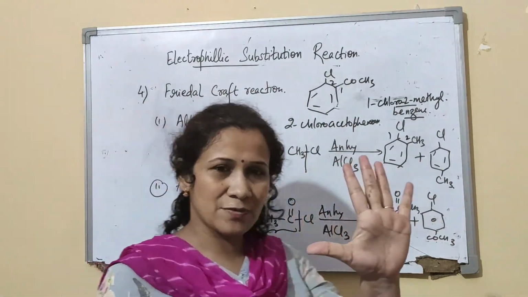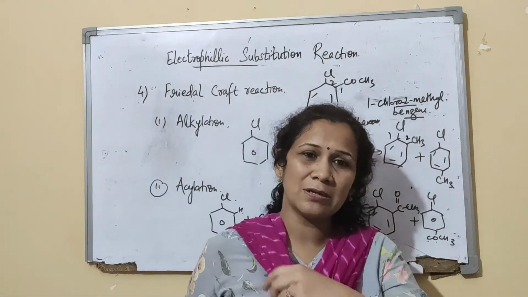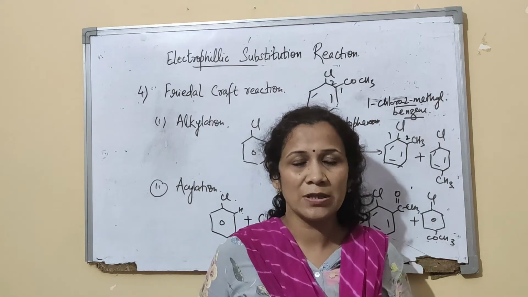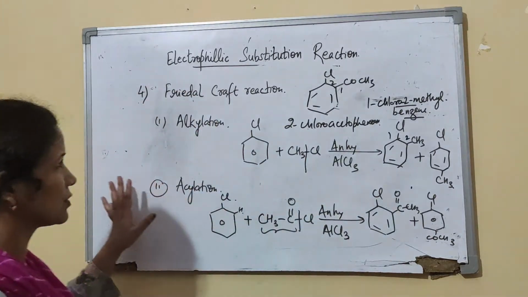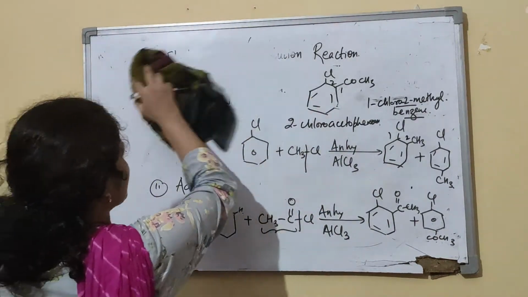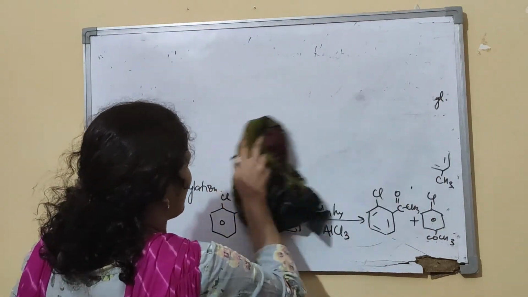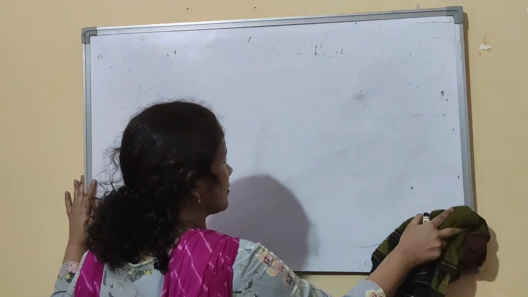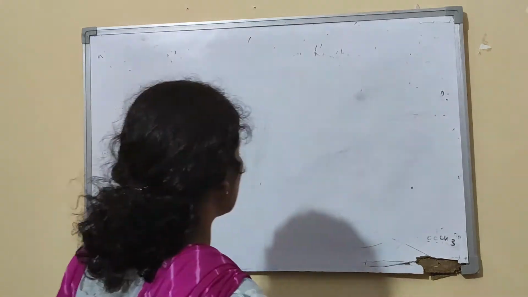So 5 reactions we have studied. Now we'll come to the few more reactions that are there for haloarenes, reaction with metals. So we are coming to the second class of reactions. Reactions with metal.